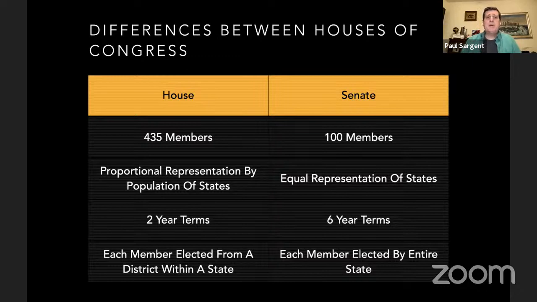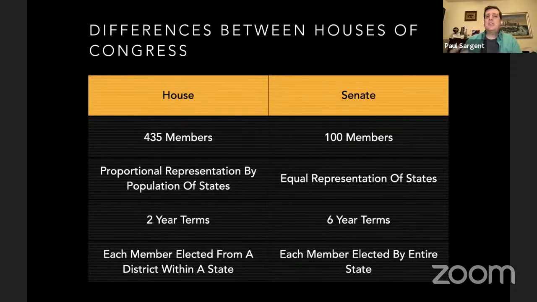And in the House, each member is elected from a district within a state. That state is divided up into districts based on population again. So here in Pennsylvania, we have 18 representatives. So there are 18 districts that are designed out. In Wyoming, there's 1 district. And so it's just the state.